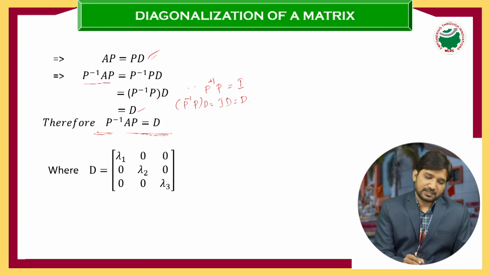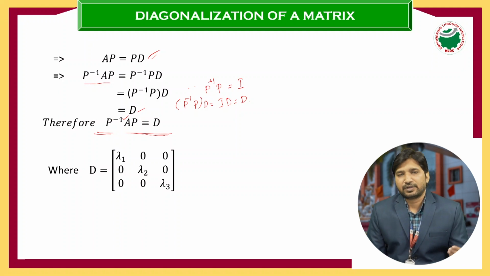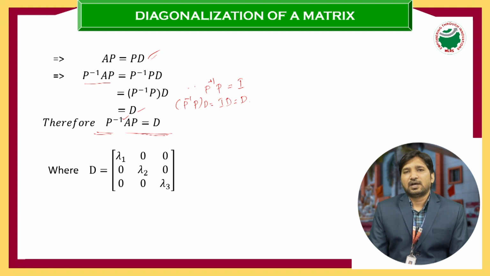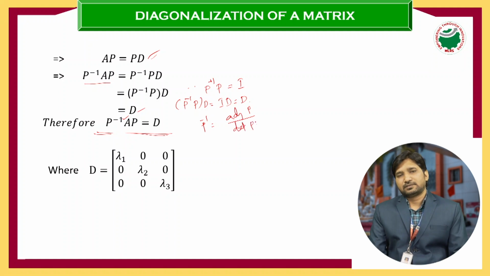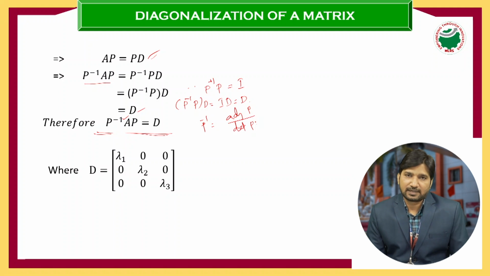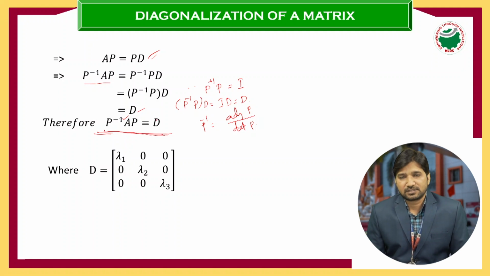equals D. A is the given matrix, P is the model matrix, that is, the eigenvectors x1, x2, x3. To calculate P inverse, you know from previous methods that P inverse equals the adjoint of P divided by the determinant of P. Simply we have to calculate P inverse. So P inverse AP equals D, that is the diagonalization procedure.